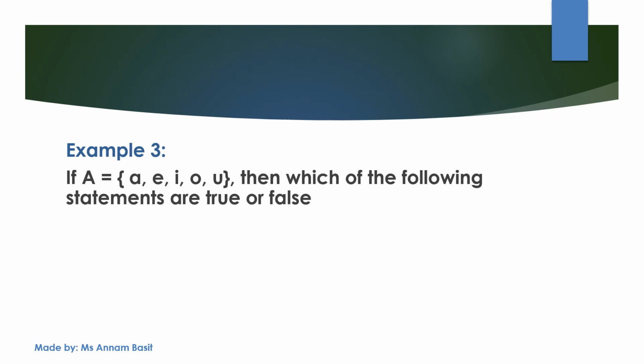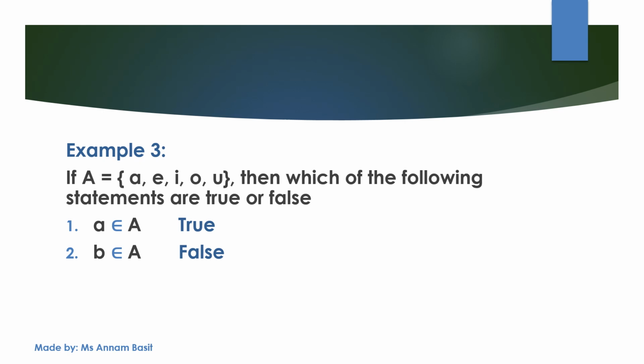Okay. So number 1, look at the statement number 1. A belongs to A. Now look at the elements of the set A. Can you see A as its element? Yes. A is a part of set A. It's the first element of the set. So this holds true. Now look at the second statement.